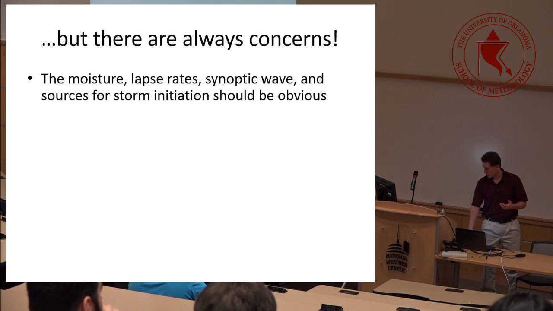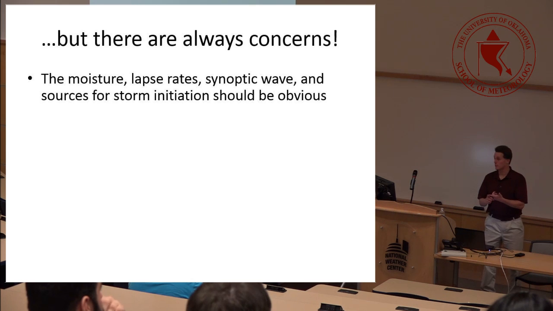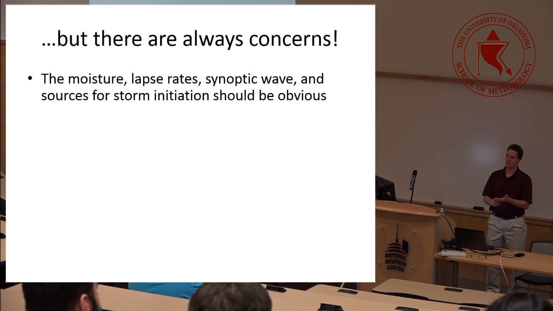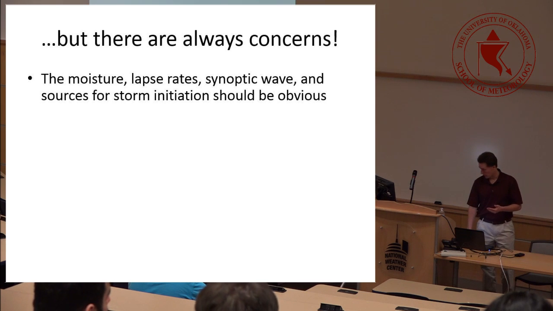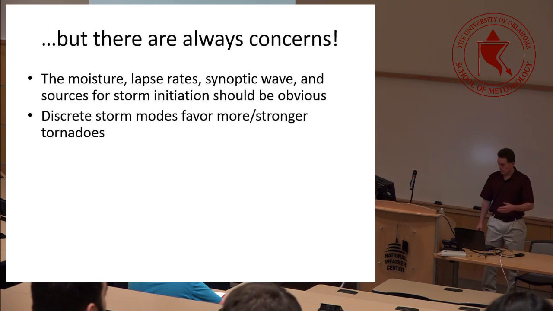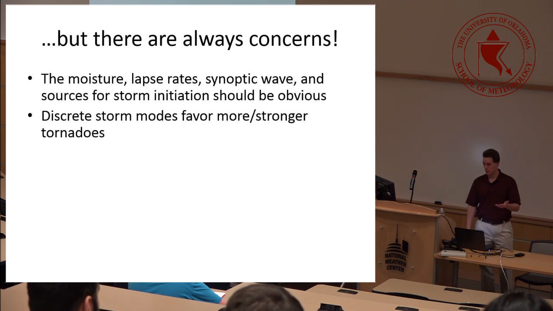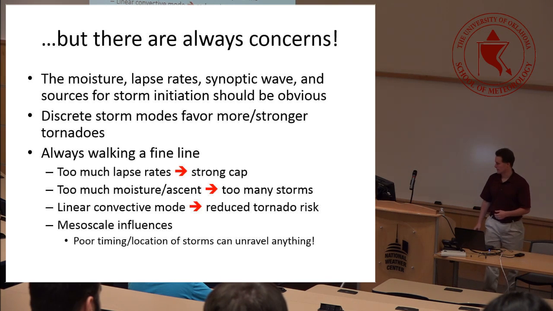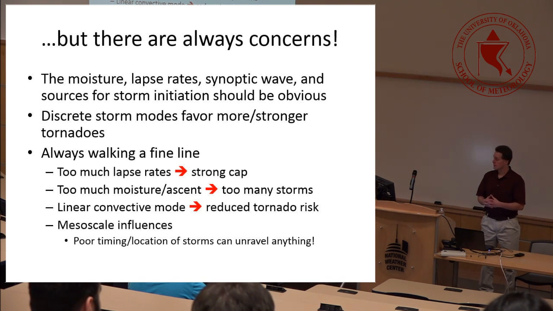And again, there are concerns. We should be able to find the moisture, the lapse rates, and at least the source for initiation should be pretty obvious if you're trying to forecast a big outbreak. Well, again, when we talk about it more, there are ways to identify whether you're going to get the right mode of storms initially. You want discrete modes if you want widespread tornado events. But again, this is always kind of a delicate balancing act.